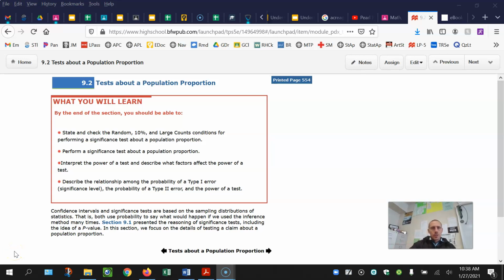Welcome all. Section 9.2, we're going to get specific when it comes to a hypothesis test. Now we're going to look at what if you have a categorical variable, and specifically we're measuring a proportion. For this test, we're going to talk about conditions you have to check. You're going to see some familiar friends, how to actually do it, how to interpret something called power and describe what affects the power, and then look at the relationship between type 1 errors, type 2 errors, and the power of a test. So here goes.